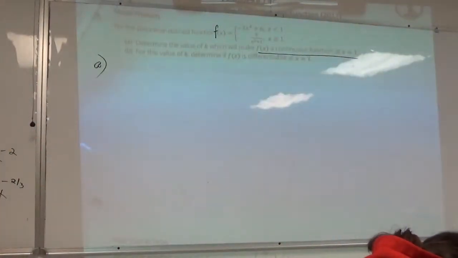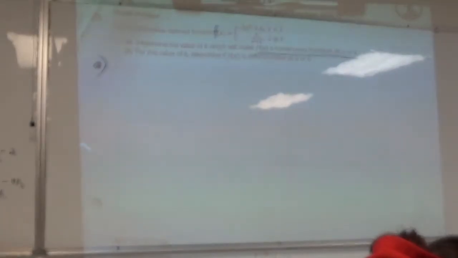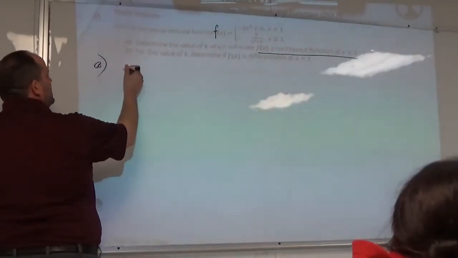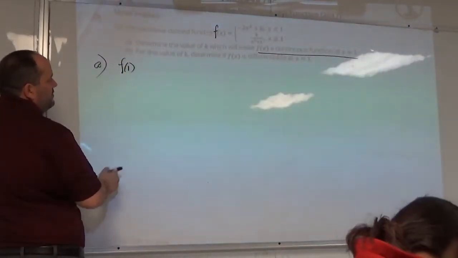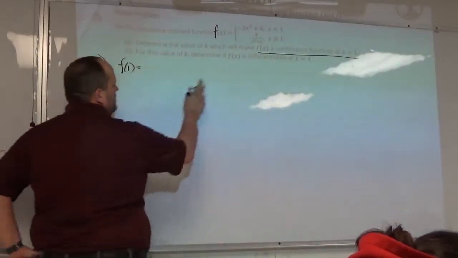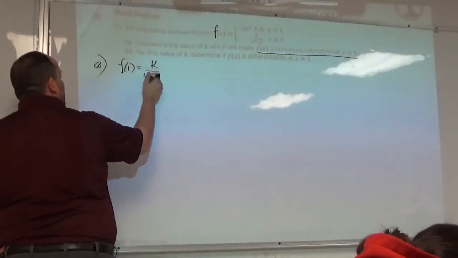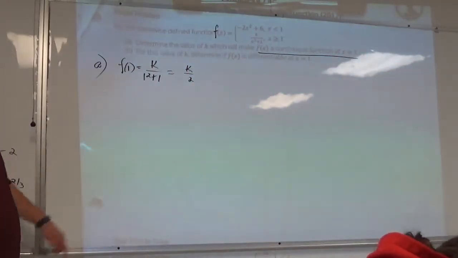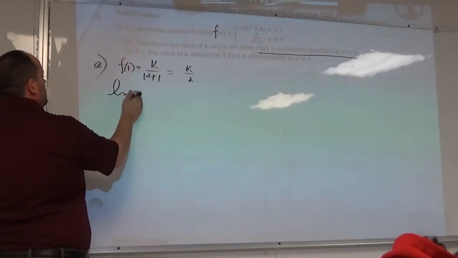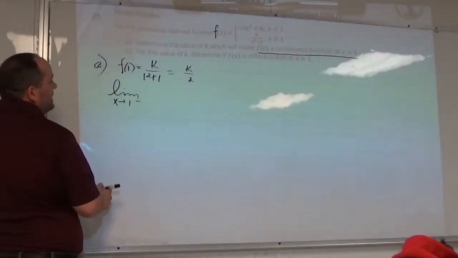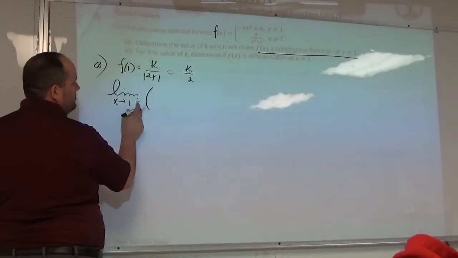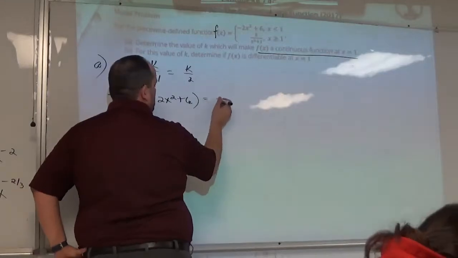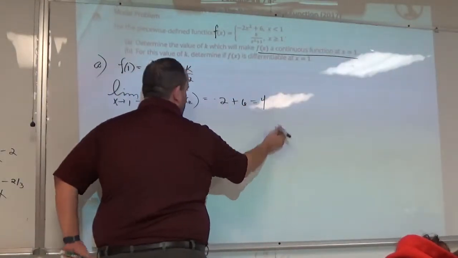I bet most of you would know exactly what to do with this, and if you're in that category, just go for it. In order for the function to be continuous, find f of 1 for me. I use the bottom function, k over 1 squared plus 1, we get k over 2. That exists. Next thing, the limit as x approaches 1 from the left. From the left means less than 1. I look at negative 2x squared plus 6. This is going to be negative 2 plus 6. That should be 4.